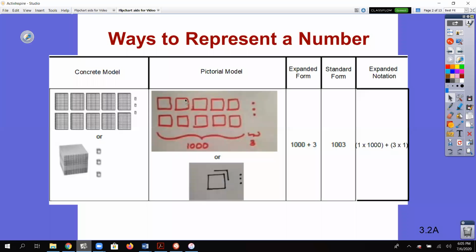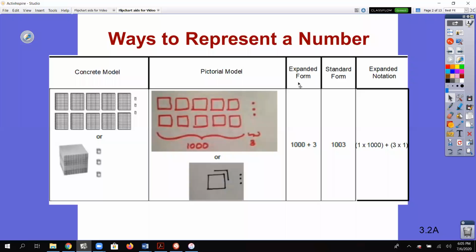Your pictorial model is any picture that you draw to represent that number. So when you're talking about numbers that go up to 10,000s or 100,000s, a lot of times you have to just draw the 3D boxes for that because we don't have the concrete model. Our concrete models go up to 1,000.